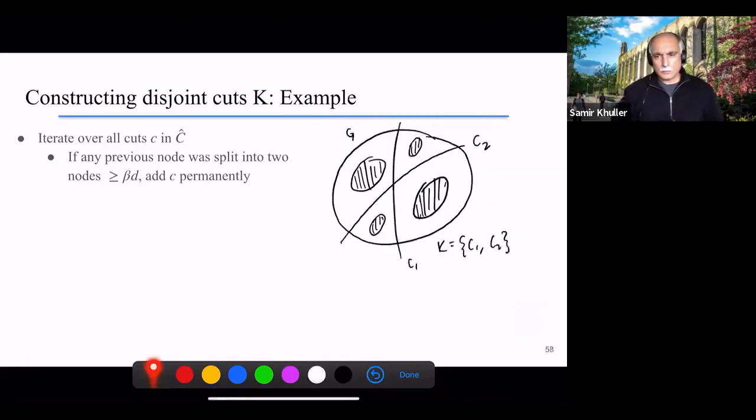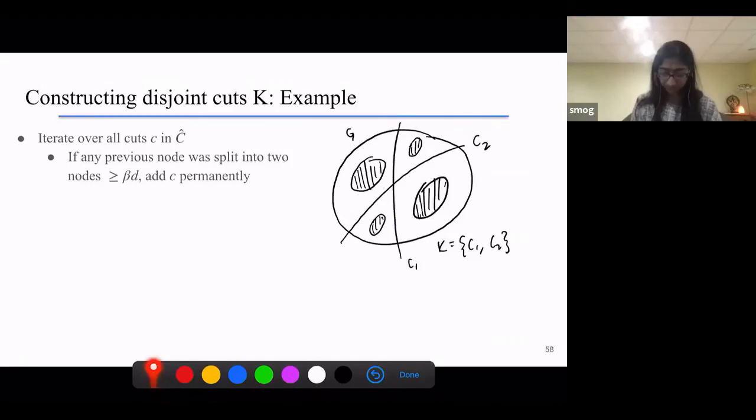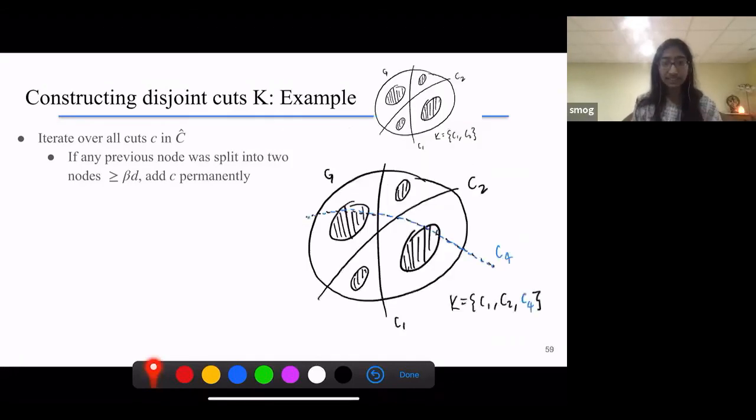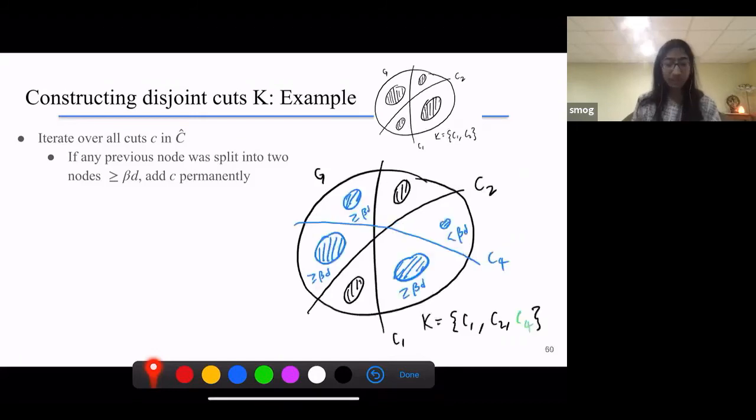Okay, so now we will try and add some cut C sub 4. We see how C sub 4 splits the supernodes, and then we ask each previous supernode, were you split into 2 supernodes of size greater than beta D? And this supernode will say, yes, I was. And that's all we want, right? Even if another supernode says no, we're fine with that, because all we need is that any previous supernode says yes, then we'll add the cut to K. So we add C4 to K and we're good. So that was the example that we went through.